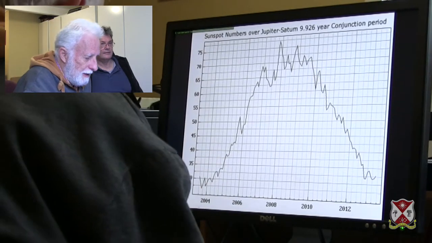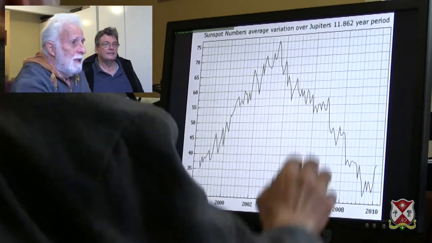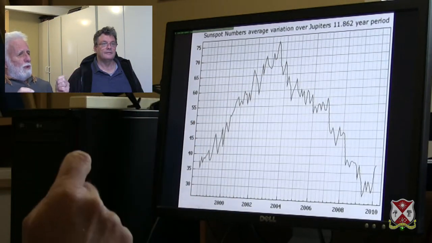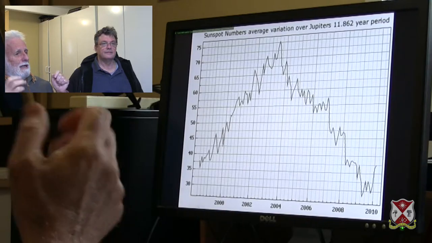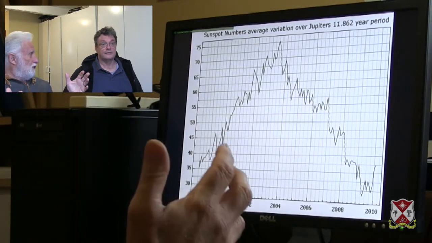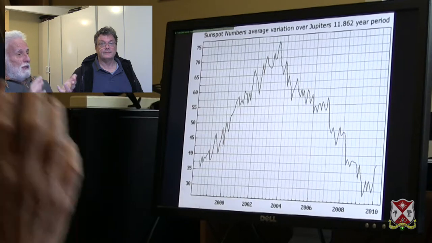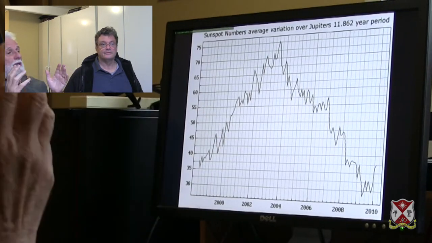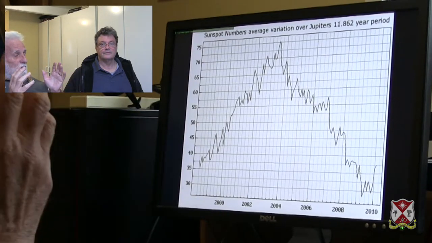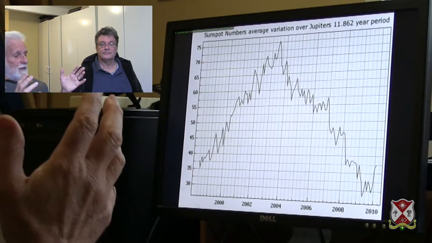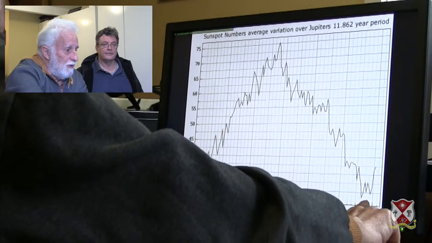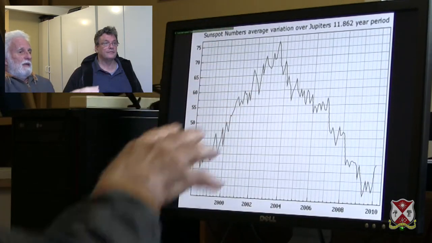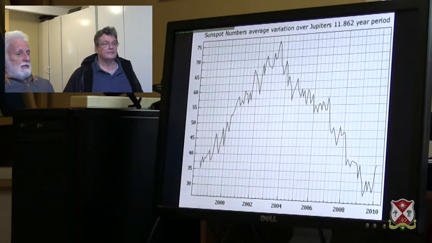This one is Jupiter's period around the sun, 11.862 years. Jupiter on its own would be important simply because it's the most massive planet, and it has an eccentric orbit. The difference between its closest and furthest approach is 10%. Eccentricity is 5%, so the difference is 10%, which means the gravitational effect on the sun would be 20% different. And we see here, this one again, ranging from about 28 or so up to about 75. So quite a big effect.